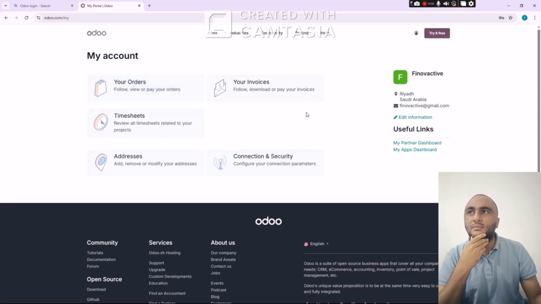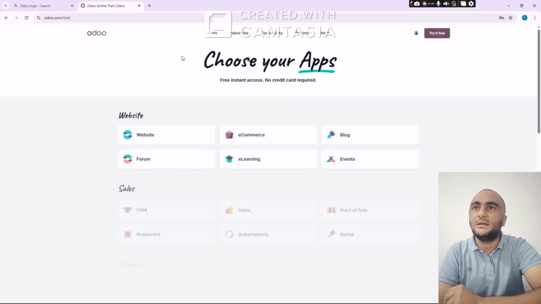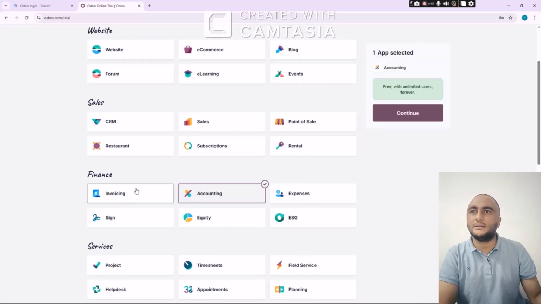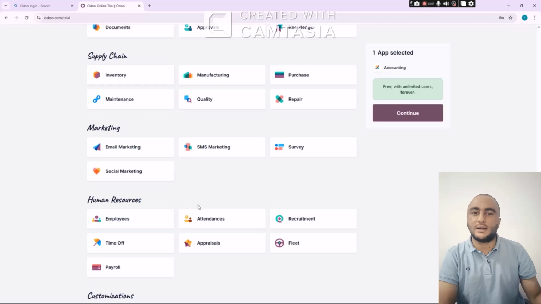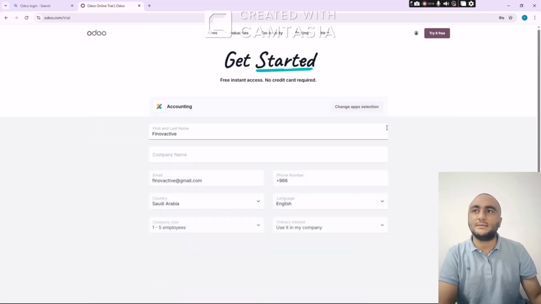This is the main dashboard of Odoo accounts. You have to click here on the left side, try it free. We are using Odoo trial for 15 days, as pricing varies a little in different countries, but it's very cheap. So we will select accounting for now only. We can select invoices, sales, point of sale, website, e-commerce, e-learning, timesheet, projects, and there are lots of apps. In Odoo, we will go one by one, but first our main aim is to teach you accounting and bookkeeping on Odoo. So let's select accounting and get started.